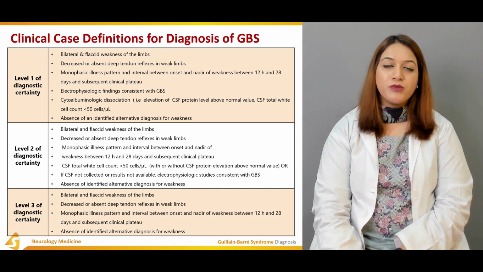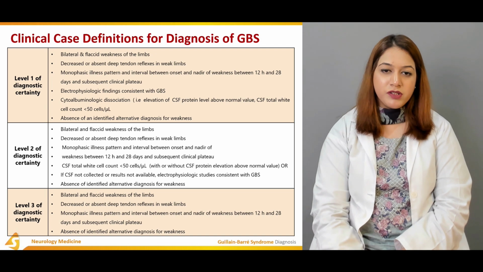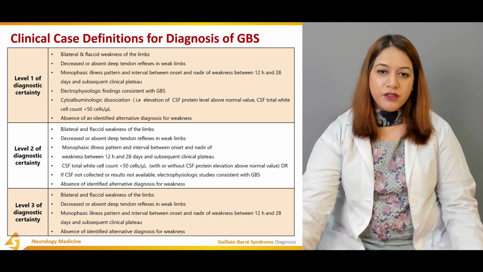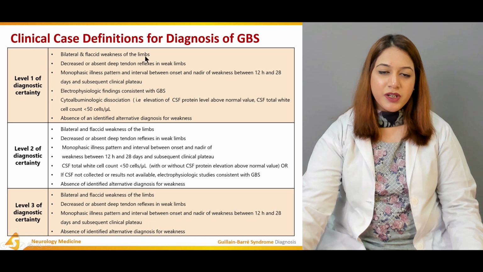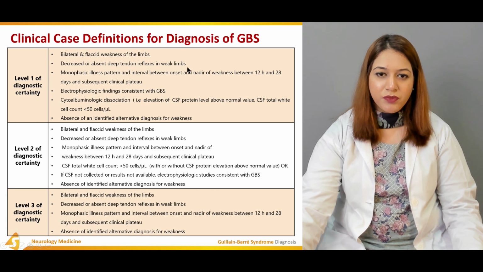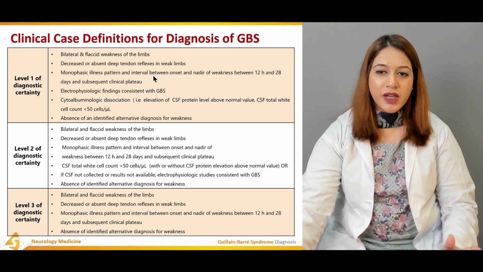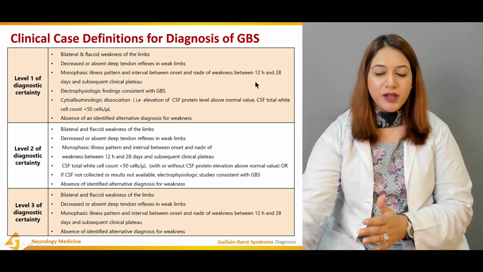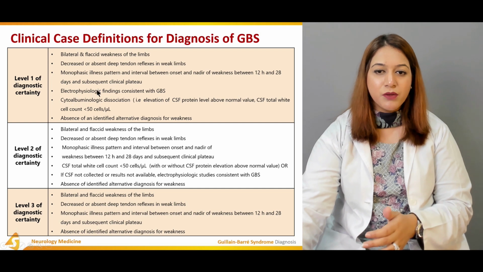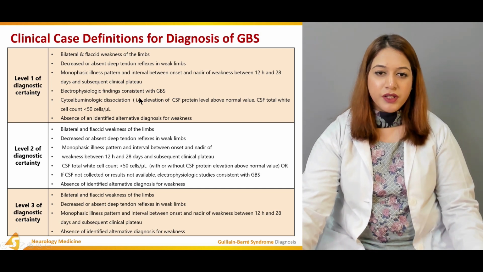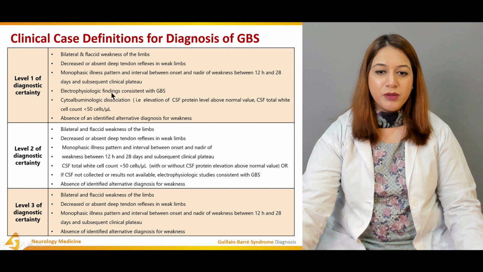so there are certain points which are similar in all the 3 levels. There is bilateral and flaccid weakness of the limbs in all the levels. We can find decreased or absent deep tendon reflexes in weak limbs. There will be monophasic illness pattern and interval between onset and nadir of weakness between 12 hours and 28 days and subsequent clinical plateau. The electrophysiologic findings will be consistent with GBS in case of level 1 of the diagnostic certainty.